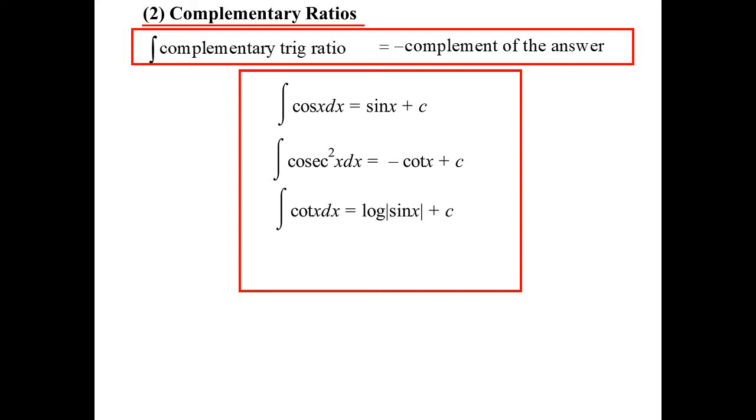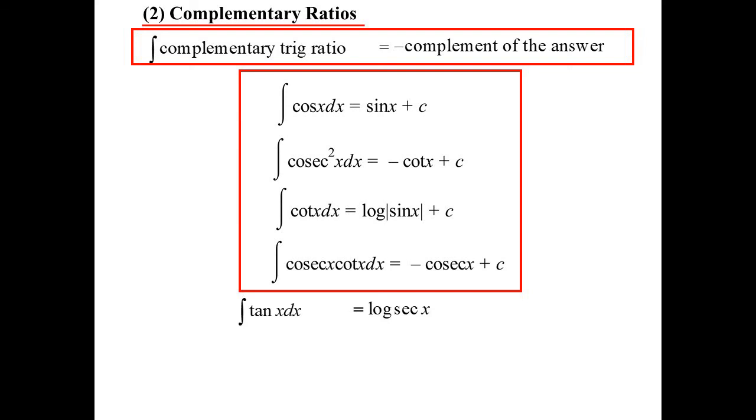The integral of cot then. Remember, the integral of tan was minus the log of cos. So cot, the complement of tan, will be minus the complement of the answer. So we'll get positive now, log, and instead of cos, it'll now be sine. And I just said that the integral of sec tan was sec. Well, for cosec cotan, the complement of the integral, it will be minus the complement of the answer. The complement of sec is cosec, so we get minus cosec.